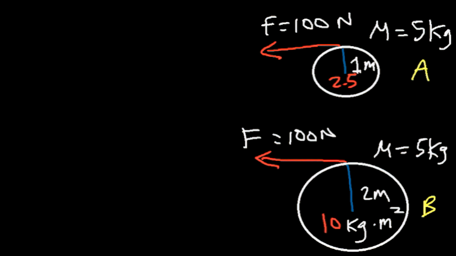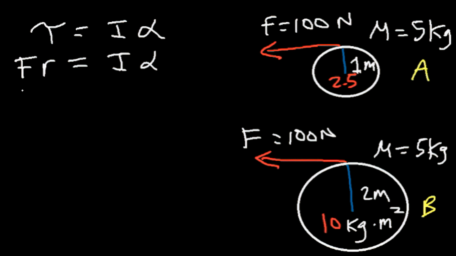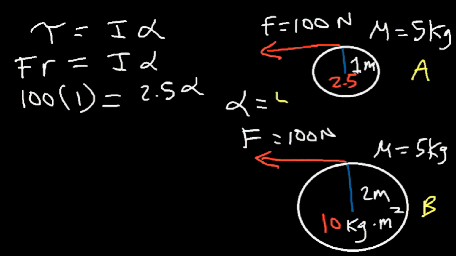Now let's calculate the angular acceleration of each wheel. Let's start with the first one. Torque is equal to inertia times alpha, and torque is F times R: the force times the lever arm, which is the radius of the circle, since the force is perpendicular to it. So for the first example, F is 100, the radius is 1, the inertia is 2.5, and let's solve for alpha. 100 divided by 2.5 will produce an angular acceleration of 40 radians per second squared.